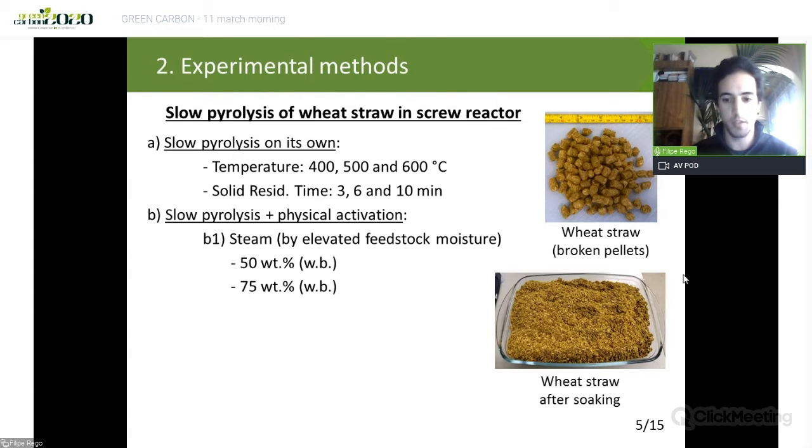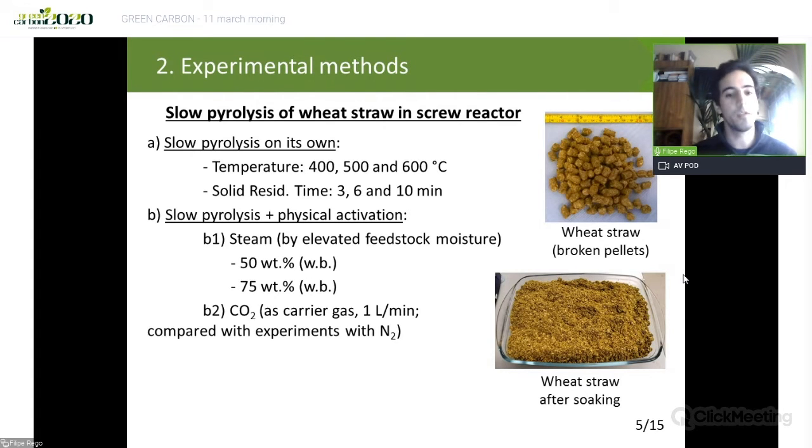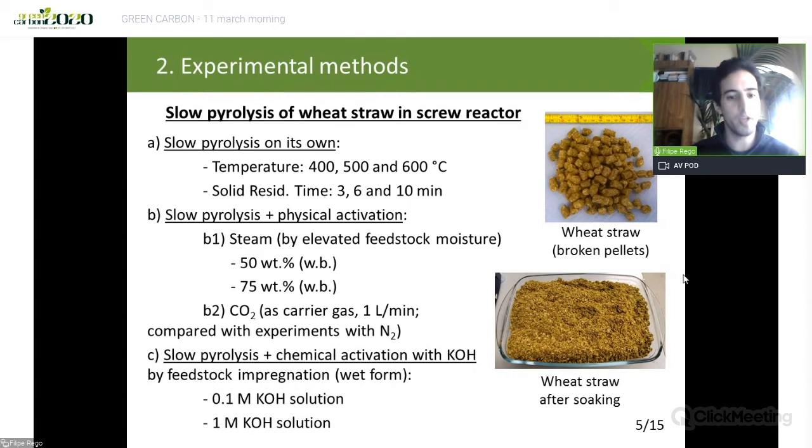This is what the feedstock looks like after the soaking. So the particles crumble up, they disintegrate. I also tried using CO2 as carrier gas, compared with using nitrogen or not using carrier gas at all, which is possible with the screw reactor. And I also tried merging the slow pyrolysis with chemical activation with KOH by wet impregnation of the feedstock with different KOH concentration solutions.